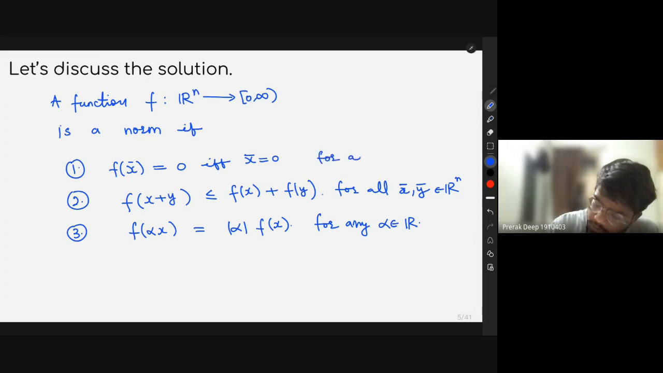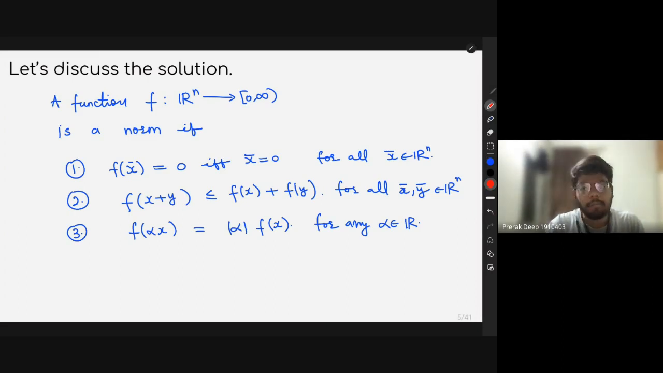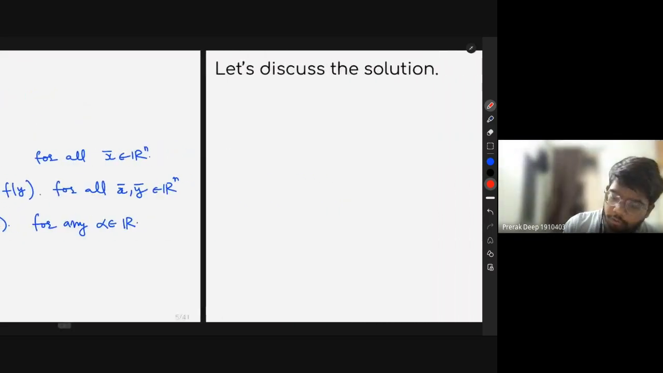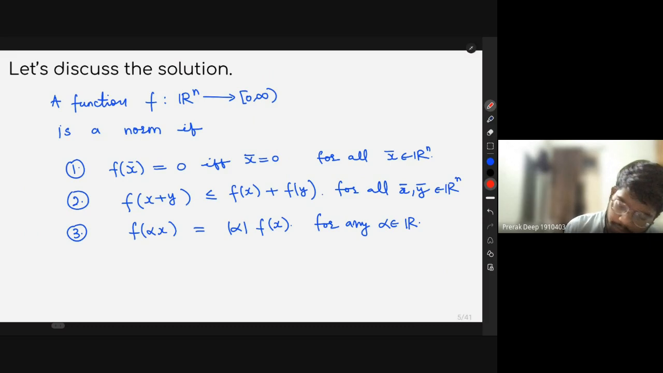The first statement is also true for all vectors x in Rn. Okay, so this is the definition of a norm. And how do we translate this definition in our case? So in our case, if you want to translate this definition, let me write it here itself.